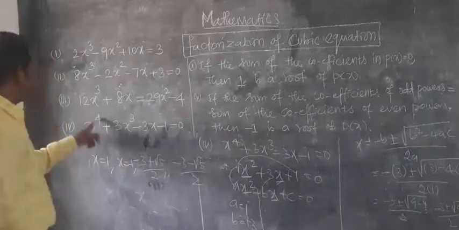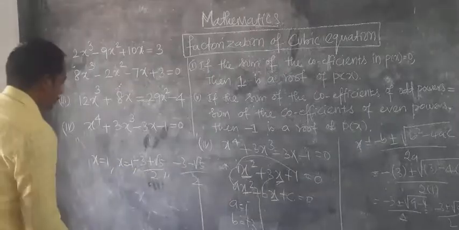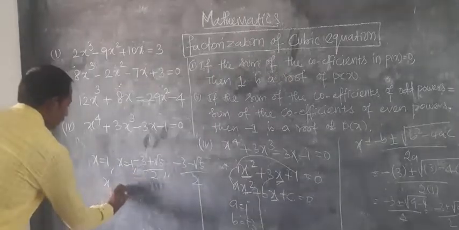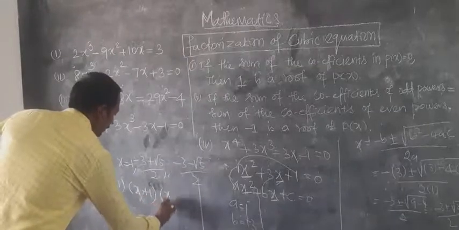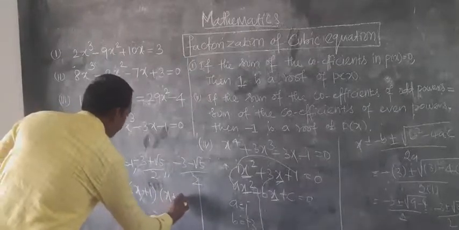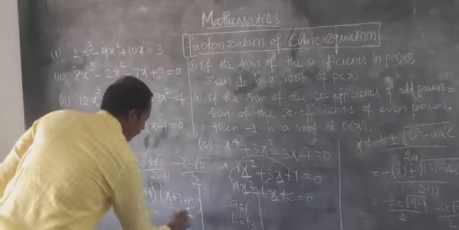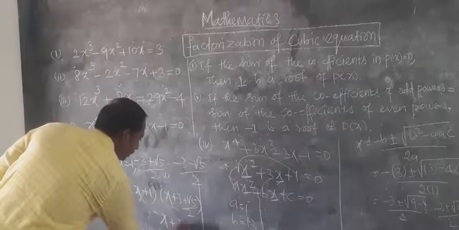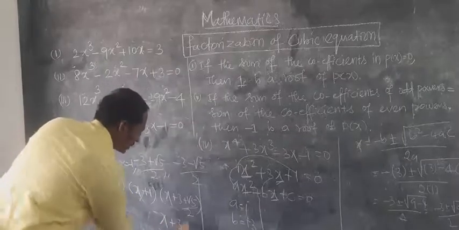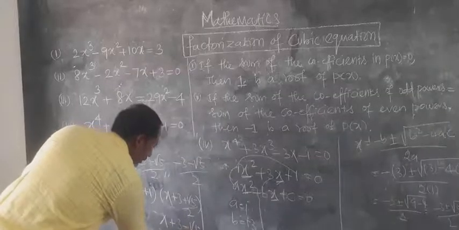Because the power starts from 4, we need 4 roots. The factors are x minus 1, x plus 1, x plus (3 plus root 5) divided by 2, x plus (3 minus root 5) divided by 2.